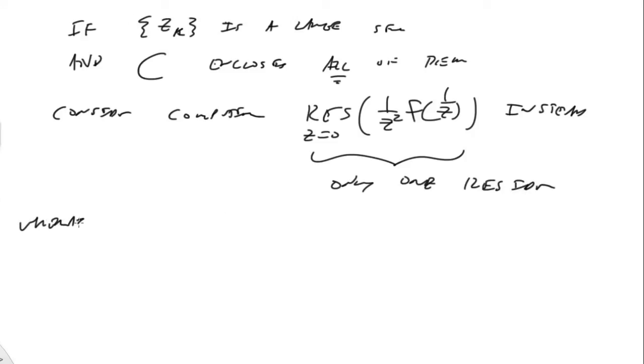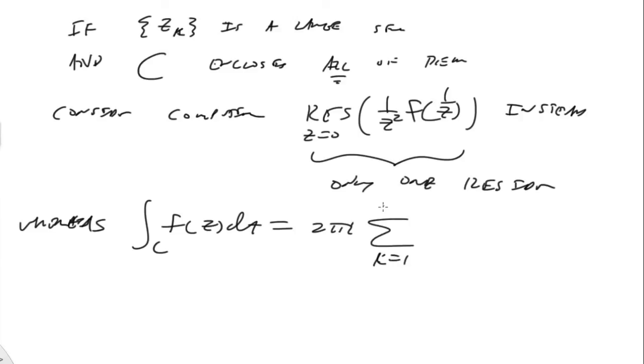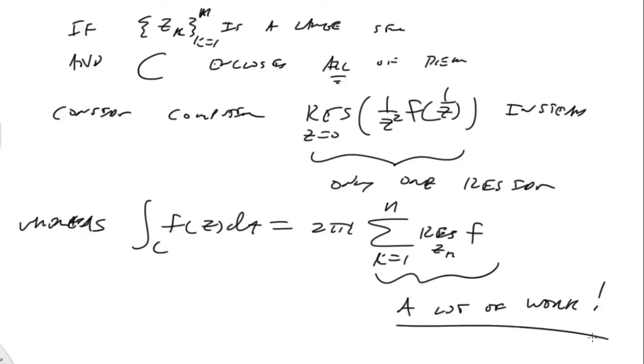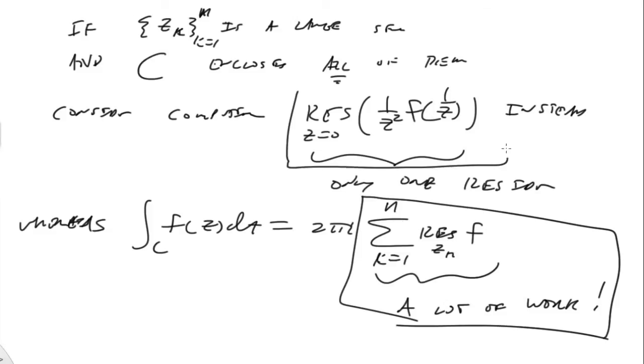Whereas in general, if I didn't look at the residue at infinity, I have to go 2 pi i times the sum of k equals 1 all the way to n, where that's our n there, of the residues at z_k for f. This could be a lot of work. So if this sum is a very large sum, if there's quite a few of these to do, it might be better to only have to do one of them. So that's where really this theorem comes into play. So thank you very much.